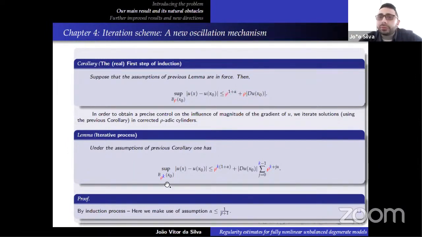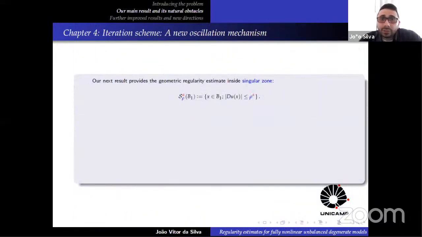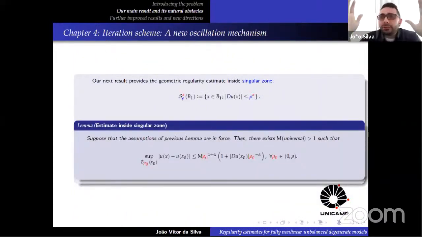In a k-level step, the geometric iteration produces these estimates. We can prove this via an induction process. At this moment appears the second restriction on the exponent: alpha is less than or equal to 1 over p plus 1. What does this mean for the influence of the magnitude of the gradient? In this case, we decompose our analysis into two cases: the points where the gradient is large, and the points where the gradient is small. But small in a very specific sense.